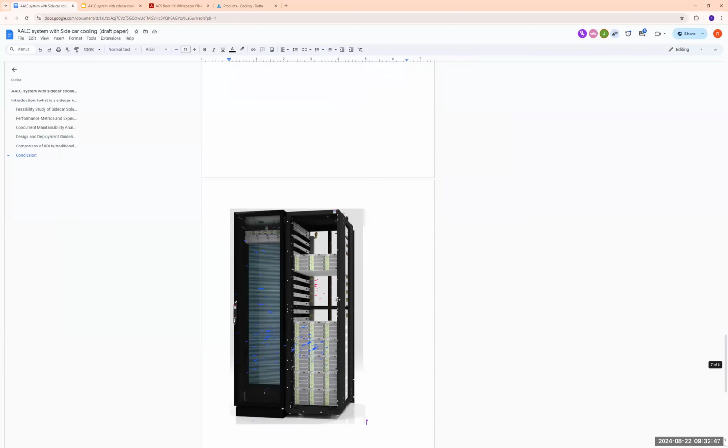Yeah, this one. And you can see really easily that the cold air is coming into the sidecar and going out as warm air. In that case, I think everyone will know more or less how it's working. But sometimes it's difficult to understand what the purpose of this system is.